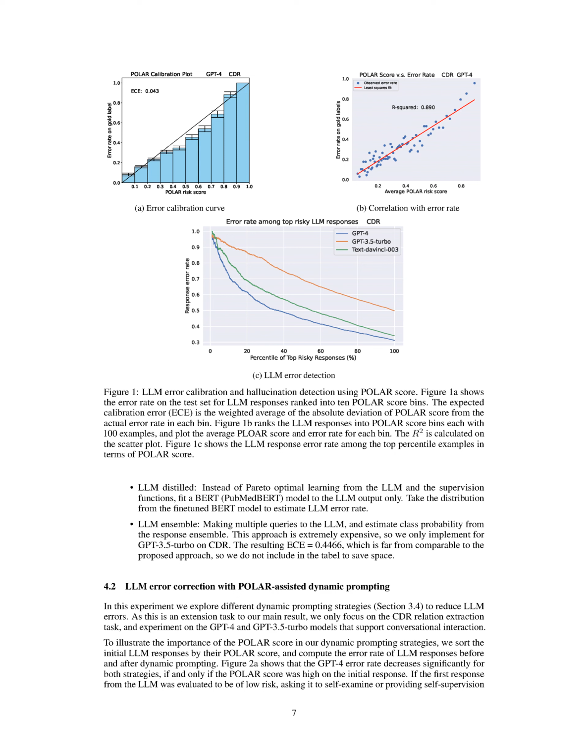Section Summary. In this section, the authors present the results of their algorithm implementation, which uses a fitted harmonizer to assign a polar score to each LLM response. They evaluate the calibration and correlation of the polar score with the actual error rate using gold labels on a test set. The results show that the polar score is a good estimator of the error probability, highly correlated with the error rate, and the responses with the highest polar score are most likely to generate errors.